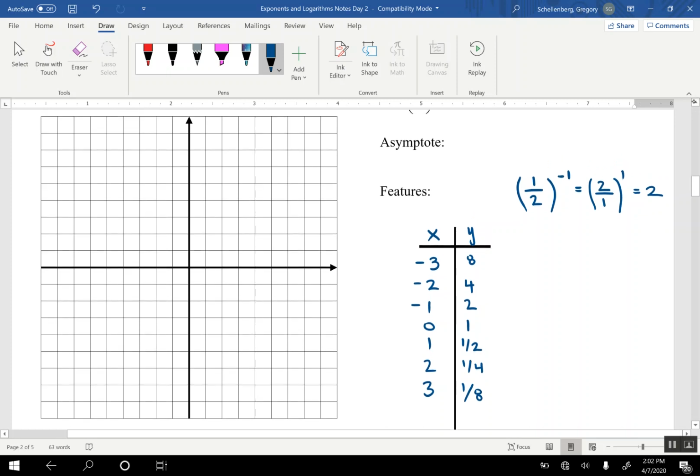Let's start with an x-coordinate of -3, which gives us a y-coordinate of 8. So 1, 2, 3, 4, 5, 6, 7, and 8. X-coordinate of -2, y-coordinate of 4: 1, 2, 3, 4. -1 and 2. Okay, we've got a common y-intercept here, 0 and 1. And then we've got 1 and 1/2, 2 and 1/4, 3 and 1/8. And here's what the graph looks like.